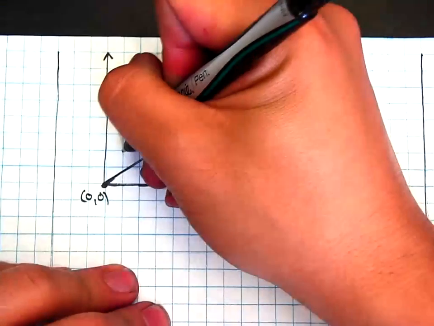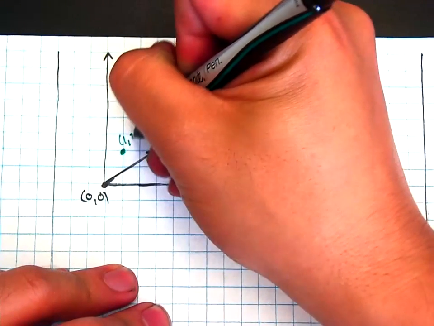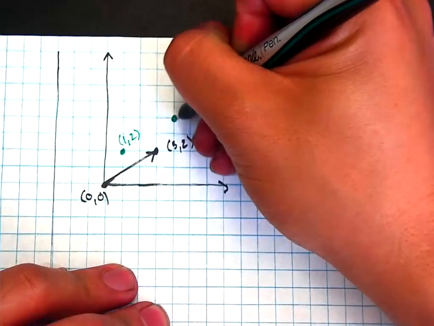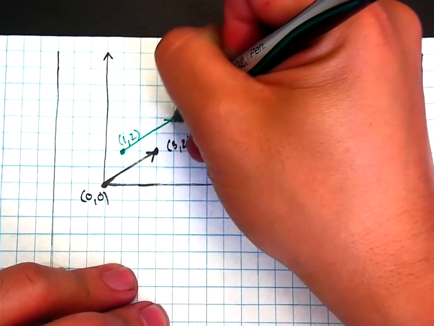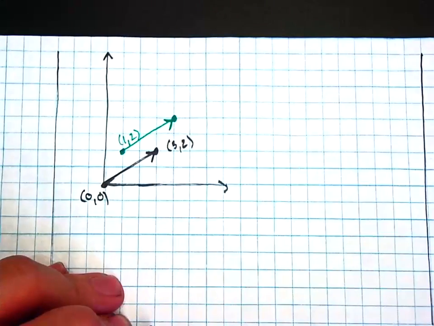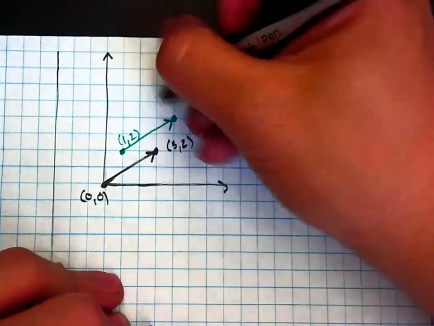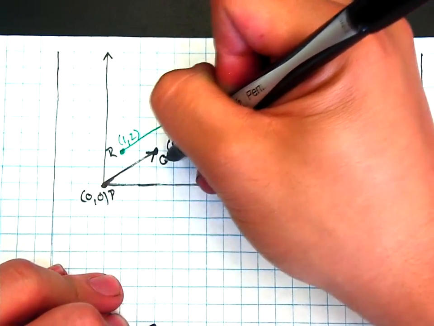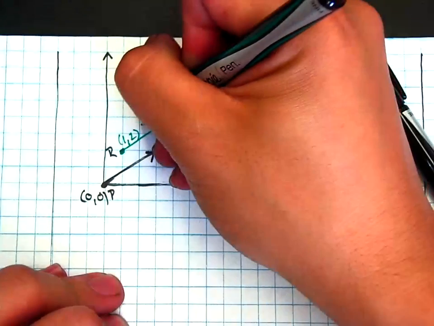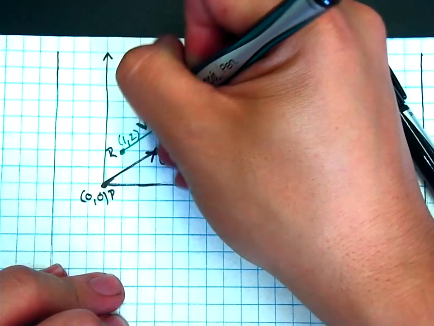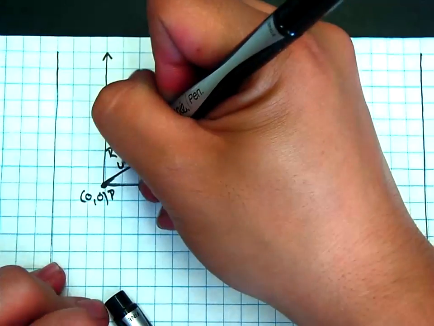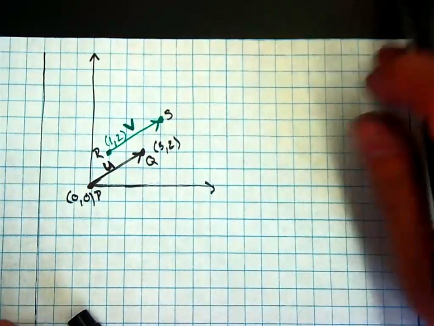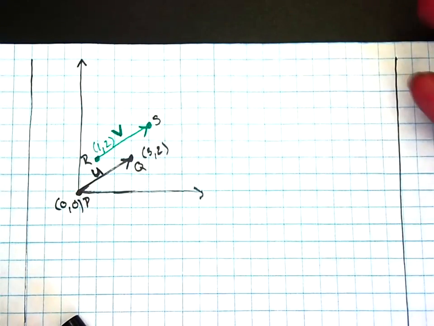The next one will start at 1, 2 and end at 4, 4. 1, 2, 3, 4, 1, 2, 3, 4. All right, so we do have two directed line segments going the same direction, so that's kind of a hint as to what's going to happen soon. And they are notated by different letters, so this is going to be called vector v, and this is going to be called vector u.